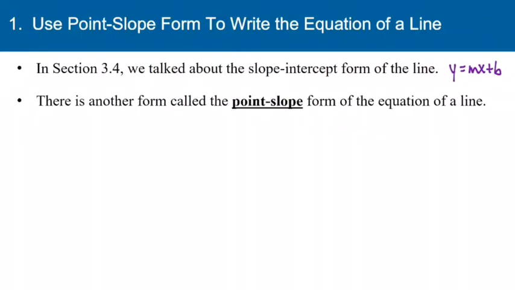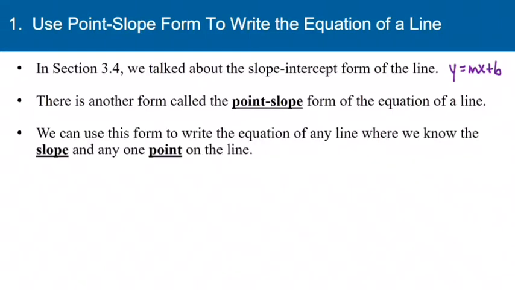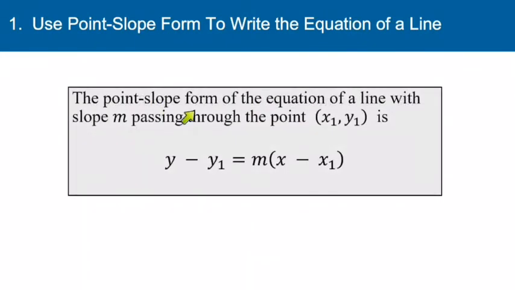But there is another form of the line called the point-slope form. And it's called the point-slope form because when you look at that form, you can see the slope and one point that is on the line. So we can use this form to write the equation of any line where we know the slope and one point on the line.